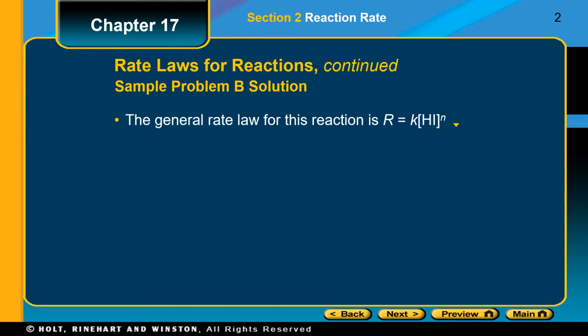So this is going to be the general rate law for this reaction. Remember, we always start out with a capital R, which indicates the rate, equals a K. It always has a K. And then we list the reactants. This only had one reactant, so we'll put the reactant in brackets, HI, and our job now is to figure out what the exponent is. What's that N?